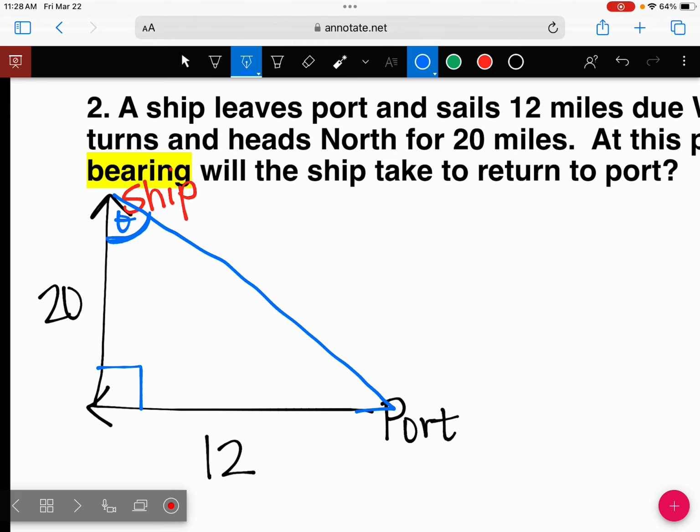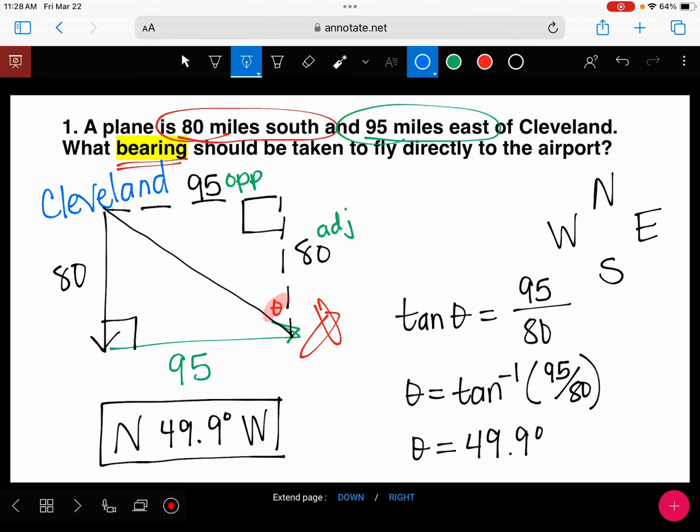Wait, can you say again why? Okay, so if you look at this one here, see how the plane, the last direction it went was east. So this angle here would not be the bearing. I had to make another triangle upside down to get my angle. A bearing has to be with the north. Has to be with the north or south.